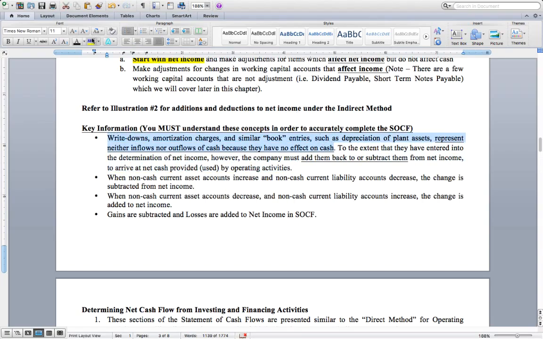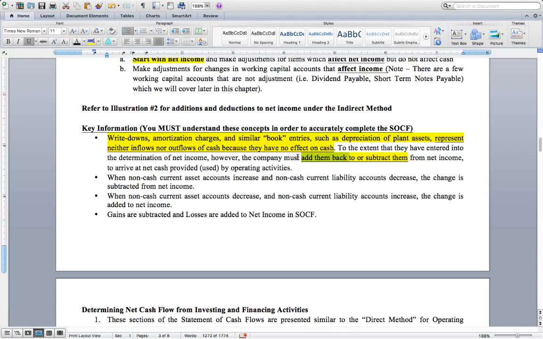This first sentence here: write-downs, amortization charges, and similar book entries such as depreciation of plant assets represent neither an inflow nor an outflow of cash because they have no effect on cash. To the extent that they have been entered into the determination of net income, you must add them back or subtract them from net income. For purposes of this course, you will always add them back.